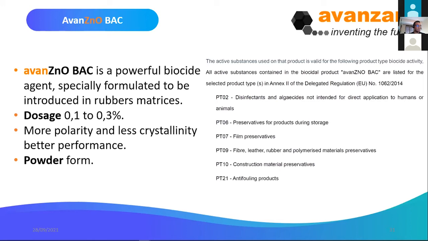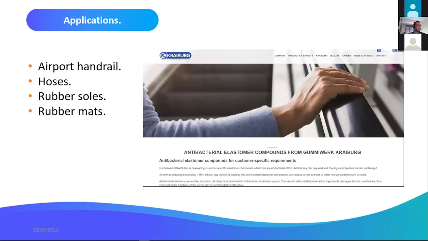This biocide is allowed for use in different areas of application: antifouling products, construction material preservatives, fiber, leather, rubber, film preservatives, preservative for products during storage, disinfectants, algicides, and not intended for direct application to humans or animals under the European rules. Okay, just to show you some applications of the biocide for rubber: hand drives, hoses, rubber soles, rubber mats. With this kind of application our biocides are suitable.